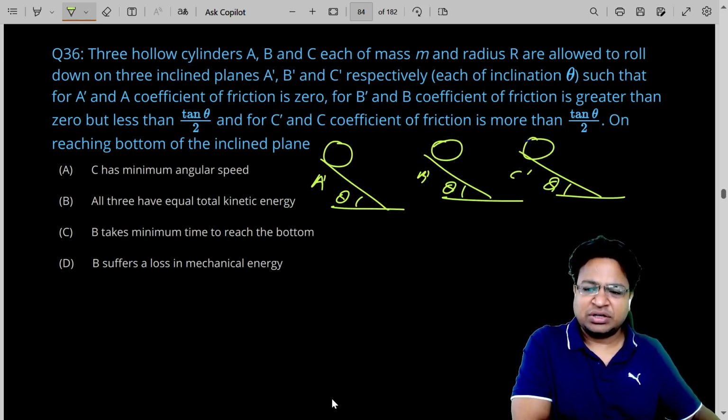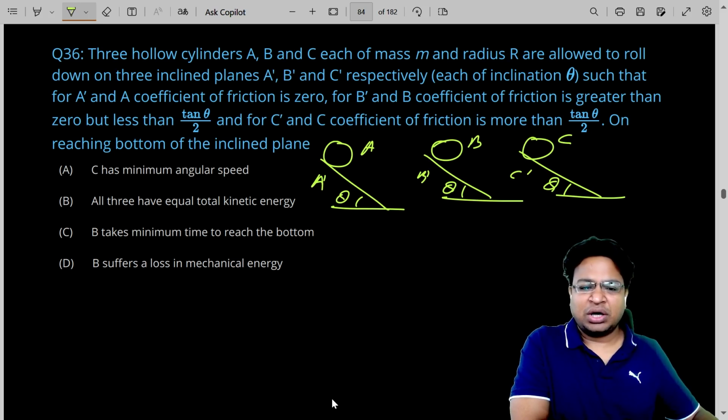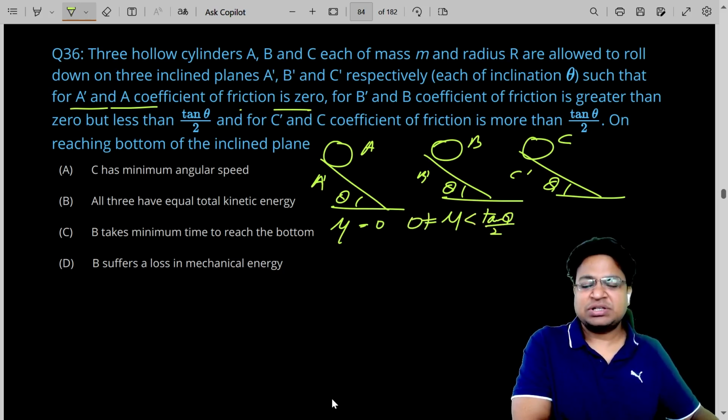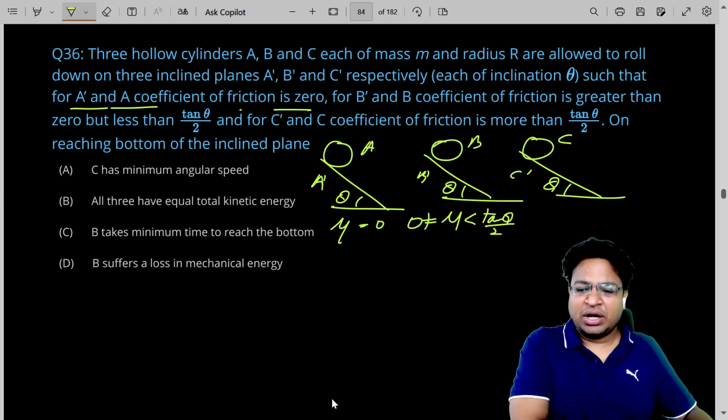Here we are releasing three identical cylinders A, B, and C. Now, the difference is only between the coefficients of friction. So for A and A prime, the coefficient of friction is zero, so here there is no friction. Here there is friction. For B and B prime, it is greater than zero but less than tan theta by 2. And here the friction coefficient is more than tan theta by 2.